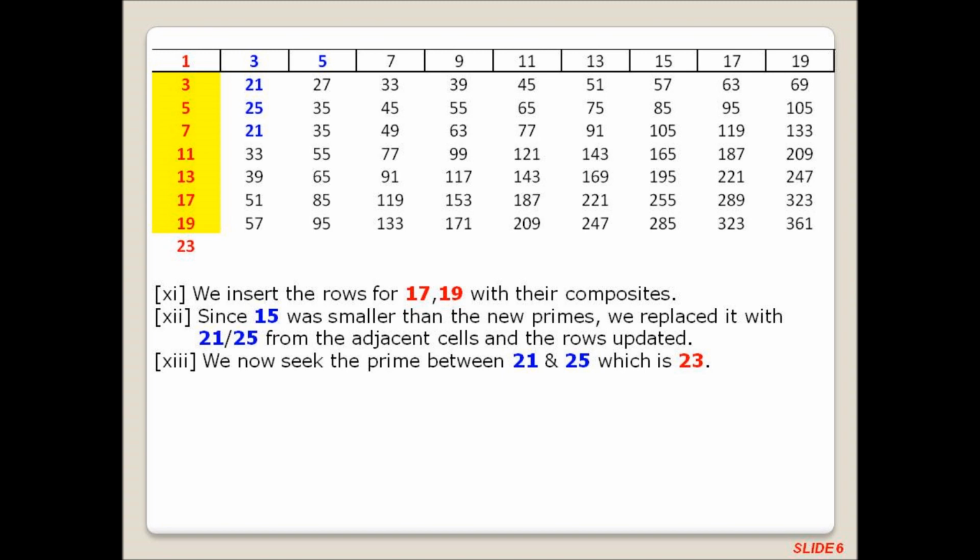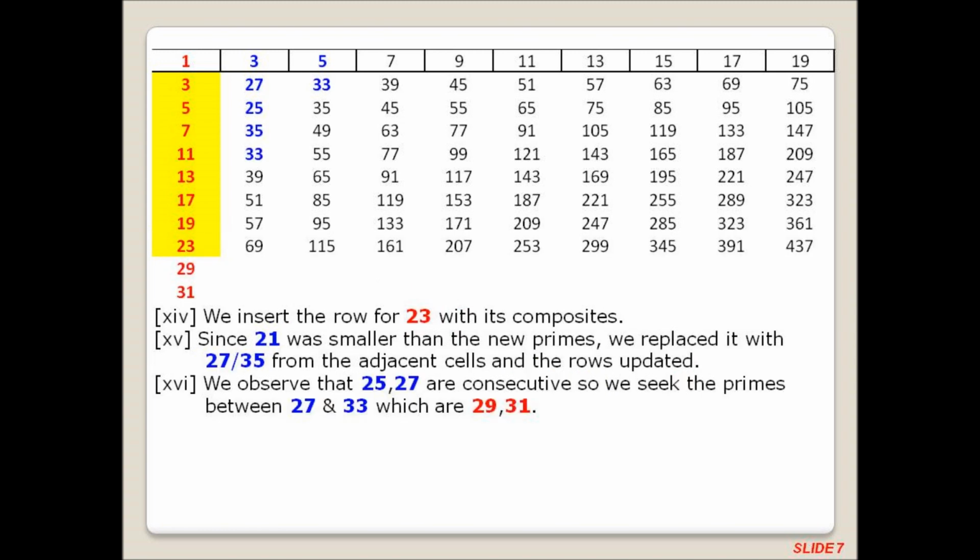We now seek the prime between 21 and 25, which is 23. We insert the row for 23 with its composites. Since 21 was smaller than the new primes, we replaced it with 27 and 35 from the adjacent cells and the rows updated. We observe that 25 and 27 are consecutive, so we seek the primes between 27 and 33, which are 29 and 31.